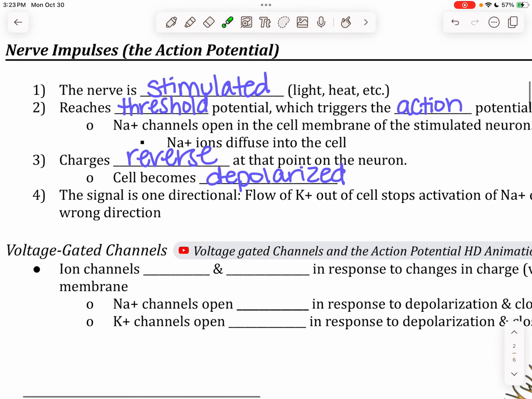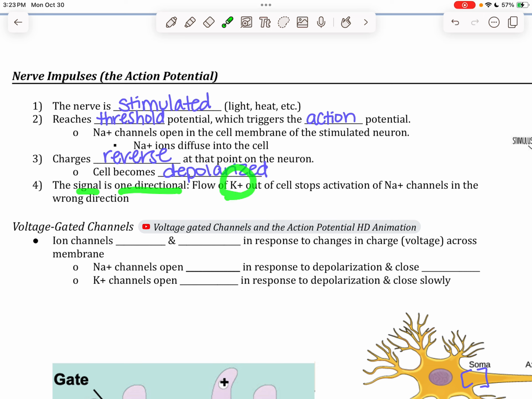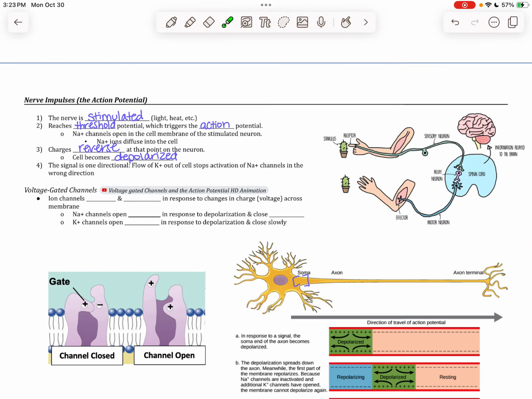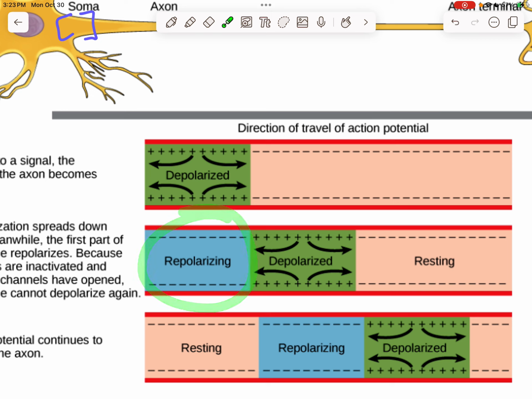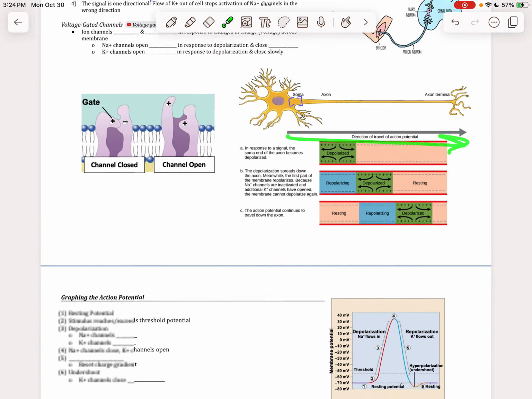Okay, so like I said earlier, the signal is one directional. The flow of potassium out of the cell stops the activation of sodium channels in the wrong direction. So what we mean by that is, because it's starting to repolarize here, there's no way of going backwards. The sodium channels will not open in the wrong direction, so it's only a one-directional mechanism.